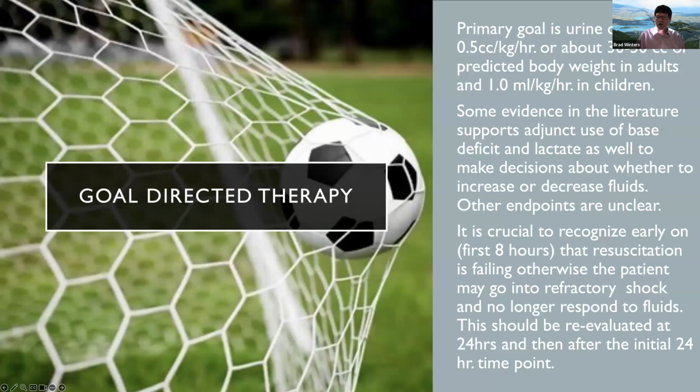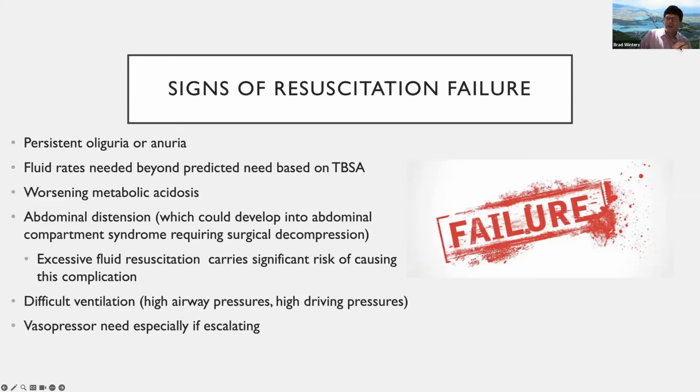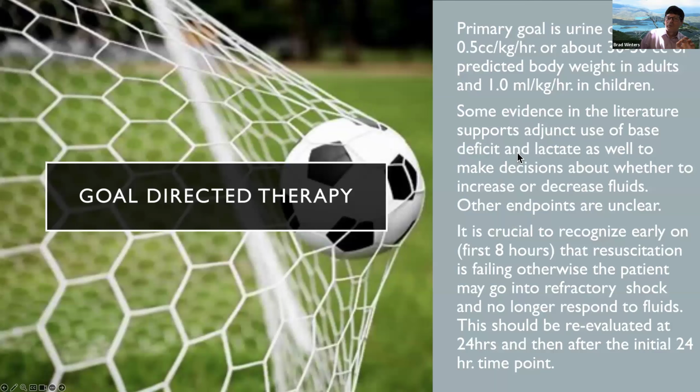Goal-directed therapy. So what is your target? I've mentioned targets, and this is for all of you football fans out there. What is your target? Primary goal is urine output of 0.5 cc's per kilogram per hour, or about 30 to 50 cc's of predicted body weight in most adults. This gets modified up to 1 milliliter per kilogram per hour in children.